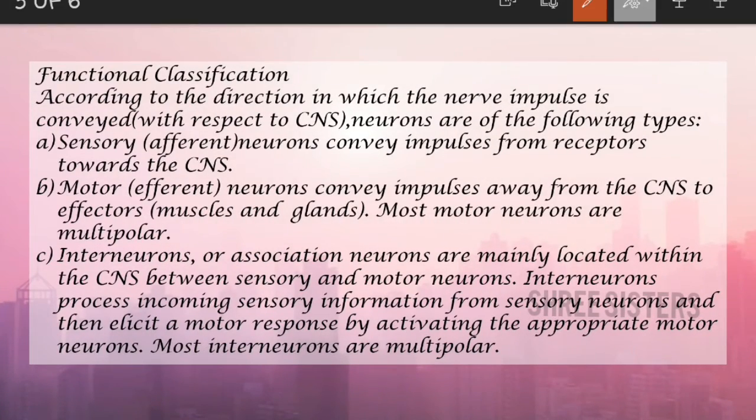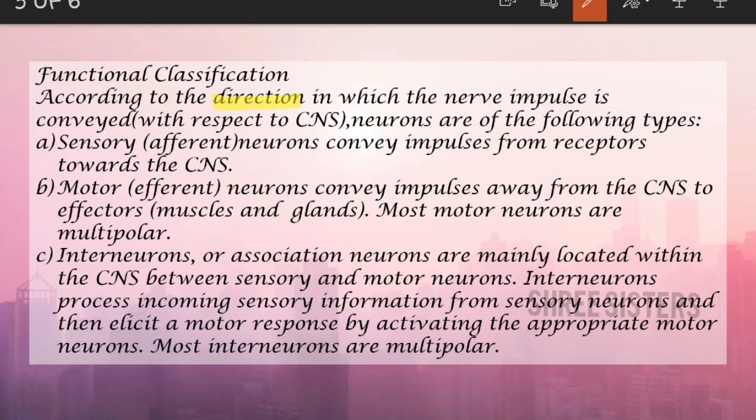Functional classification, in the sense, is based on the direction in which the nerve impulse, the synapse, it's the same. Synapse and impulse are the same. And according to which direction it is conveyed with respect to the CNS, away from the central nervous system or towards the central nervous system. The CNS is nothing but the central nervous system. Based on that, it's divided into a few types.